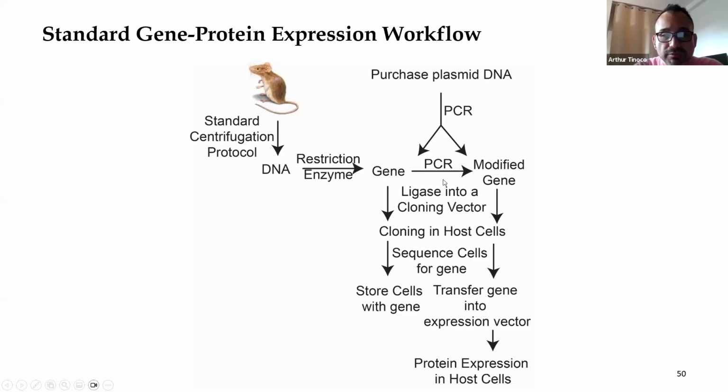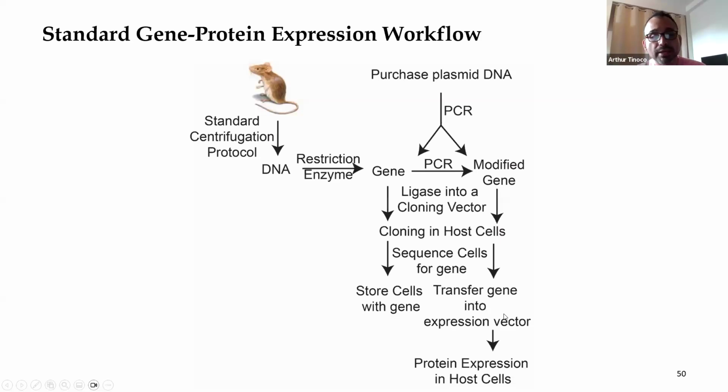All right, so once you're at the gene level, you take advantage of an enzyme called a ligase, which will ligate that particular gene into a cloning vector. And then once you have that vector that includes the gene of interest, you can do what is referred to as cloning into a host cell. The host cells can be different types, bacteria, yeast, and so forth. Then in that process, you sequence the cells for the gene, you store the cells with the gene, or you transfer the gene into an expression vector.